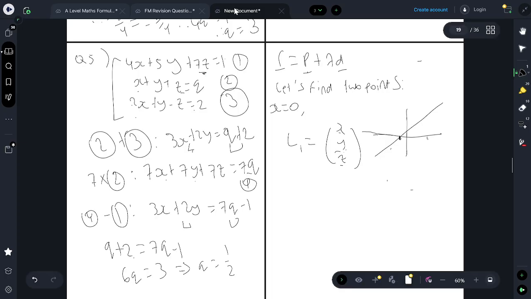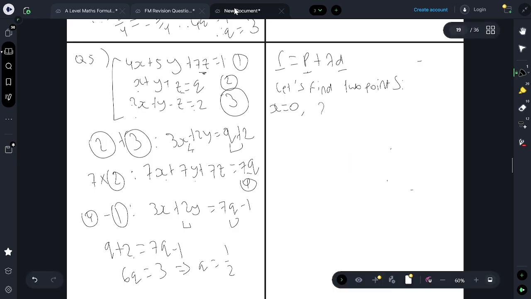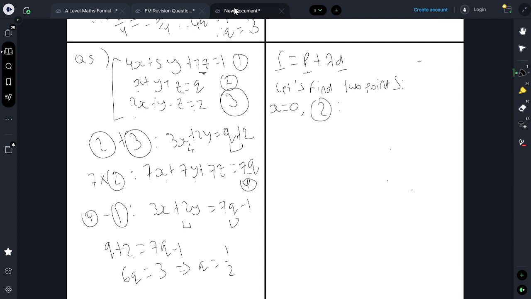So let's go over that. So x is 0. Hopefully that explanation is clear. So that's the strategy here. X is 0. Let me just substitute x is 0 into any two equations. So the second becomes y plus z is q, which was a half, and y minus z is 2.